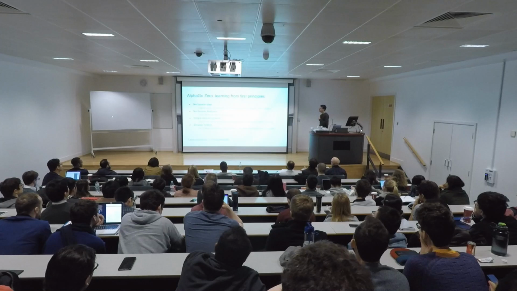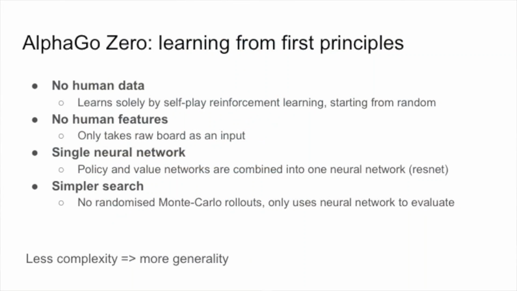And so we wanted to throw out anything to do with humans. So we threw out human data. We wanted something which learned solely by self-play reinforcement learning, starting from random, with no human features, so only taking the raw board as an input, with no handcrafted features or anything like that. We used just a single neural network in AlphaZero. So the value and policy networks were combined into one neural network, which actually led to a big improvement for interesting reasons. And it had a simpler search algorithm.